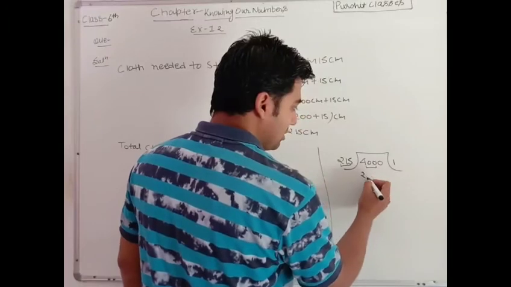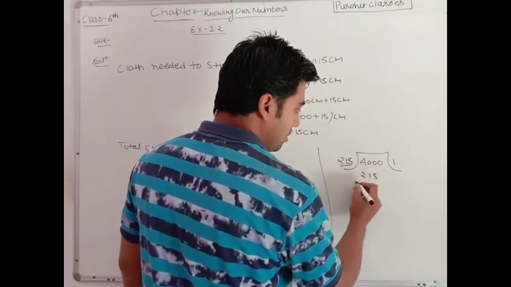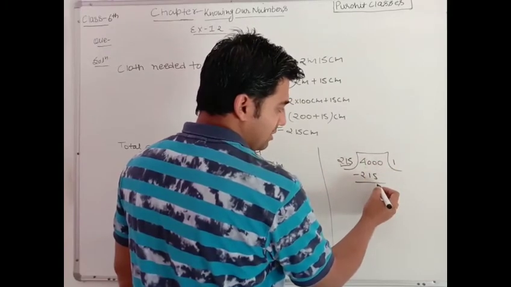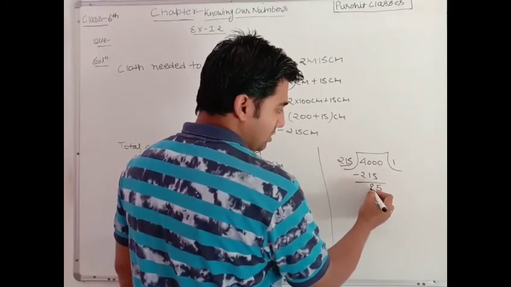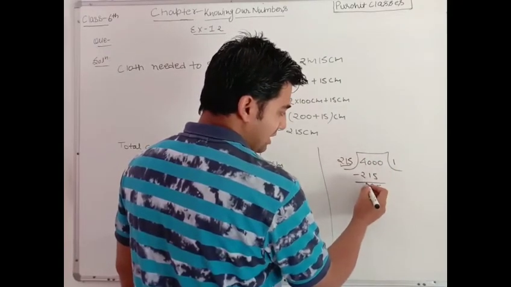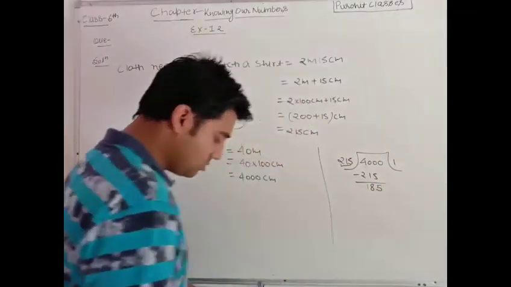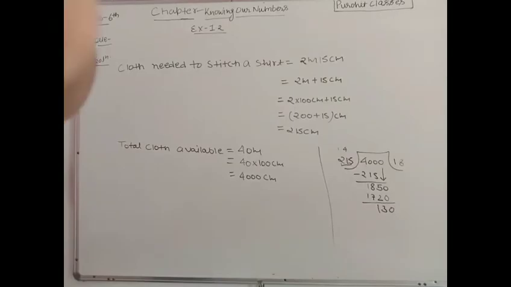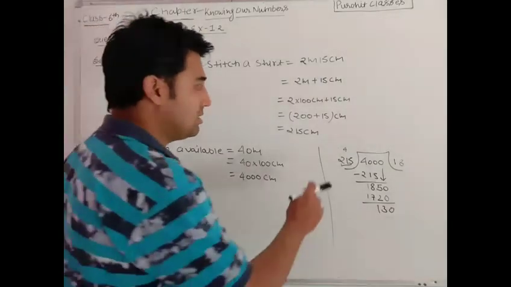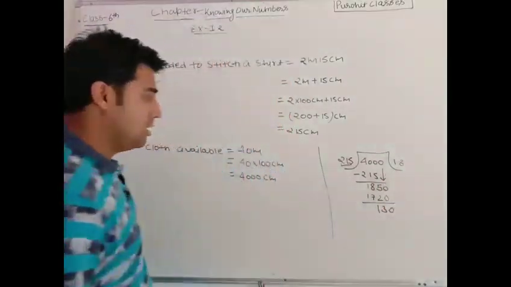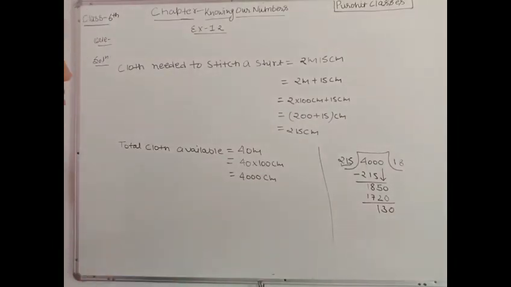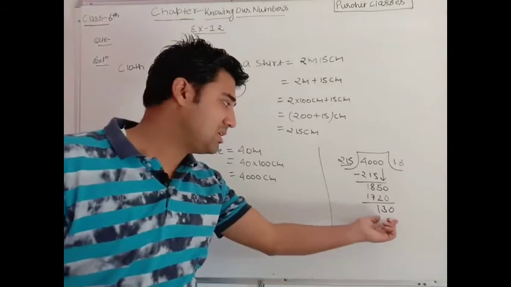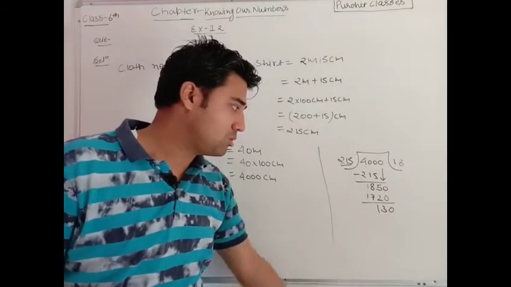So this will be 215. Now what do we do? As usual, subtraction. Here I will carry 1. This will become 10, so it will be 5. 9 minus 1 is 8, and because we have taken a carry, it will be 1. Understood? So here we have performed the division. As you can see, the quotient is 18, and the quotient tells us how many shirts we can stitch, and the remainder tells us how much length of cloth will remain.